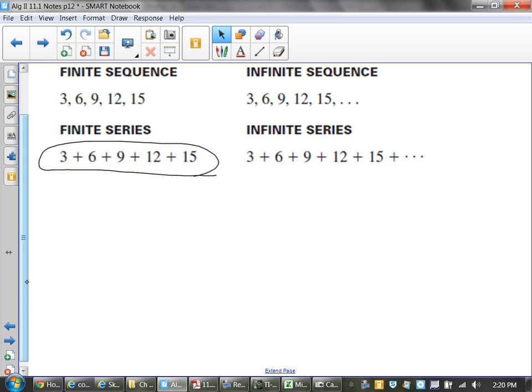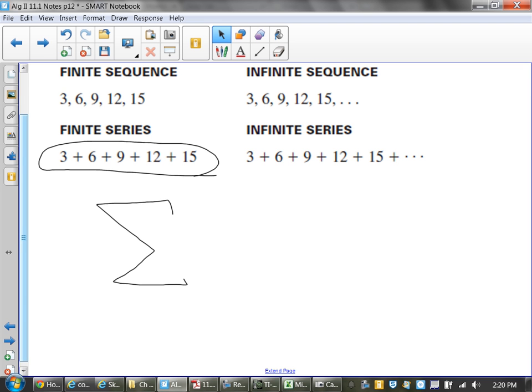You guys ever seen sigma notation before? I'll recognize it right away if I have. Sigma. It's a Greek letter, sigma. Means summation, add.